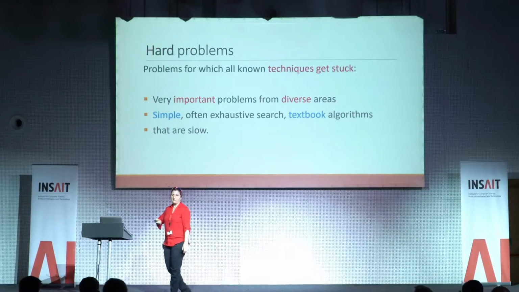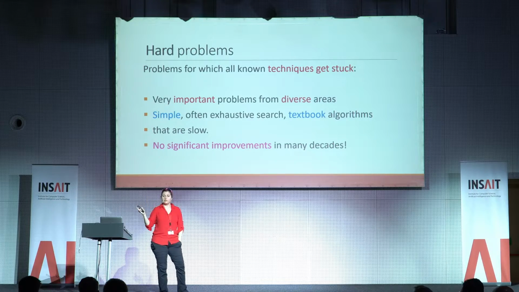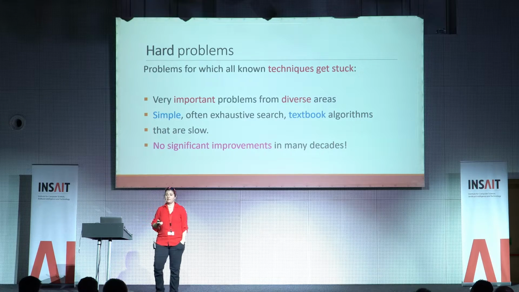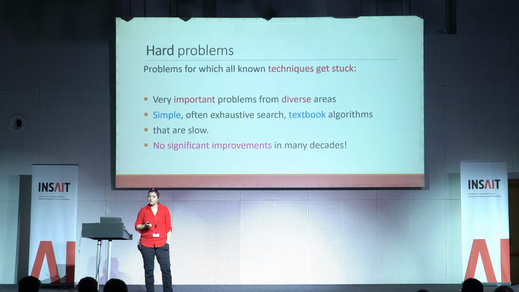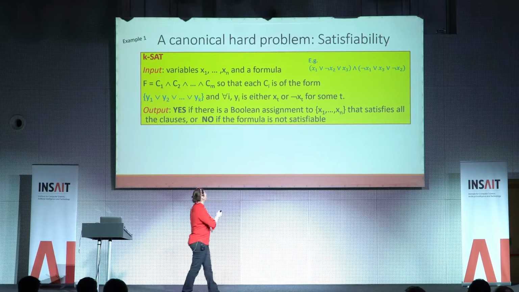And these are the textbook algorithms. If you go on and on, you see that they're super slow, and you can go into the literature, you can go and look on arXiv and so on. People have been working on these problems for decades, and there have been no significant improvements. And you wonder why. I will give you 2 examples of such problems. Here's the canonical problem.